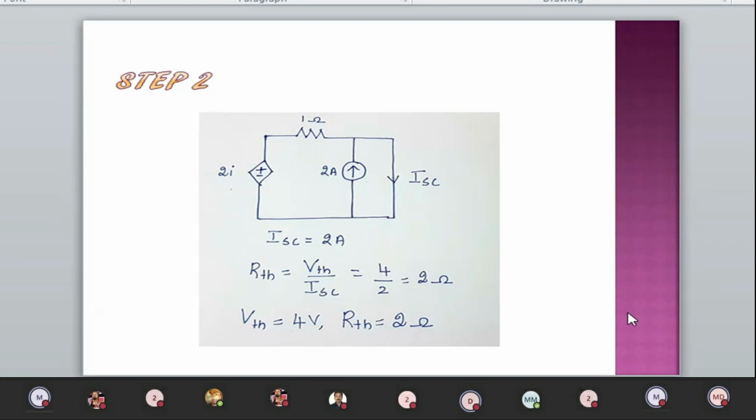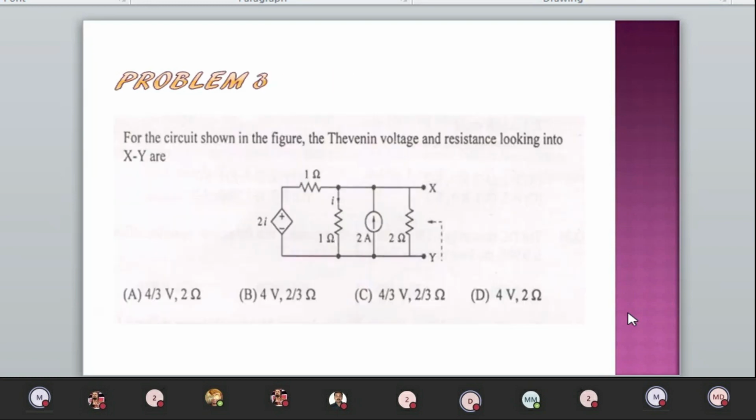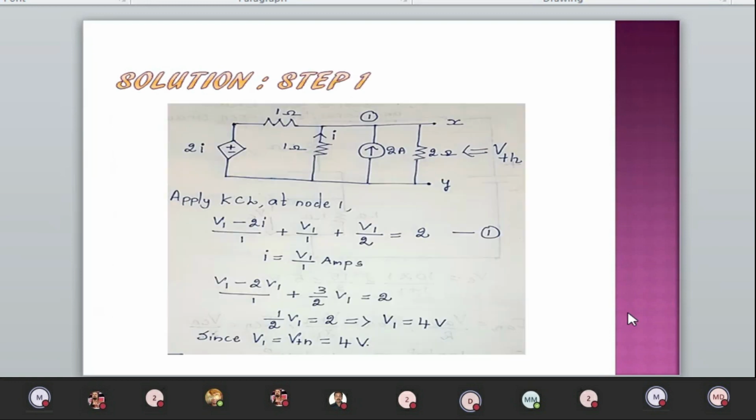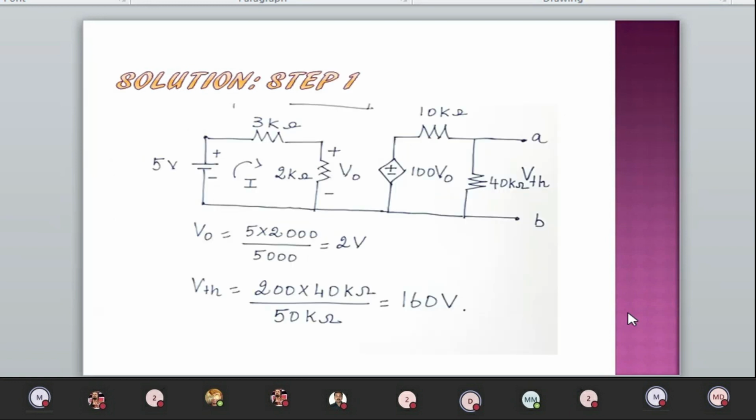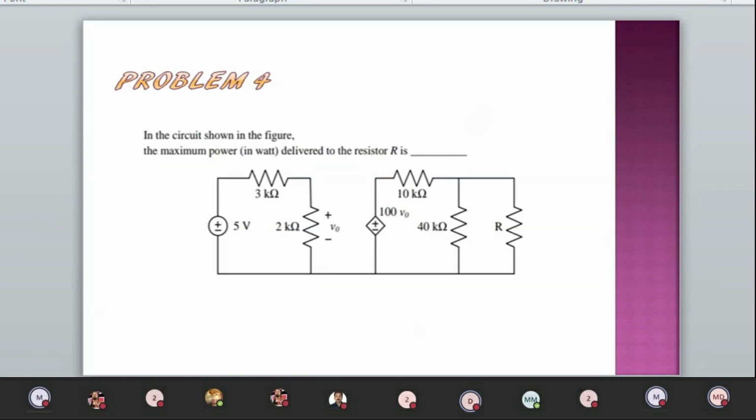So, R Thevenin is V Thevenin by ISC, 4 by 2, 2 ohms. The result is V Thevenin is 4 volts, R Thevenin is 2 ohms. So, choice D is the correct answer. Okay. So, see here, such questions involve more practical understanding. Okay. You cannot blindly give some values like a 0 or 1. Okay. Approach to the problems is very, very important.